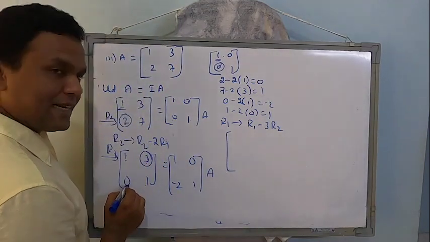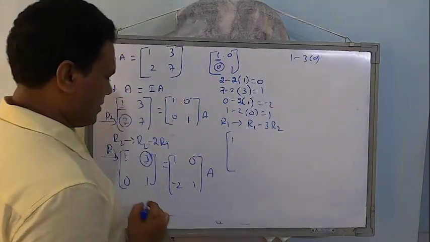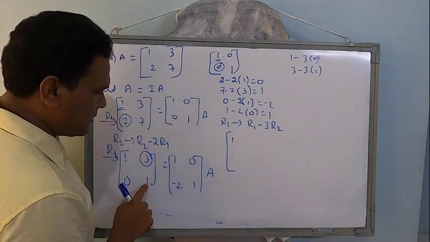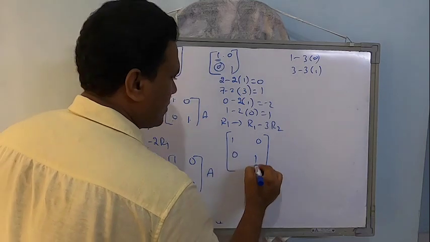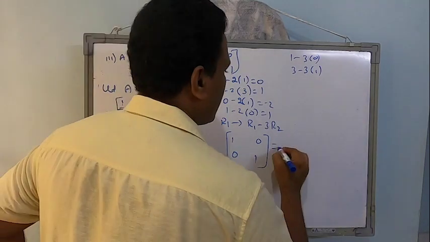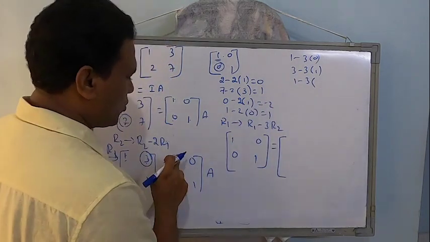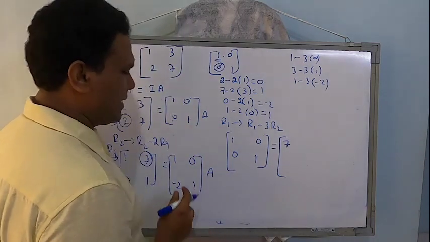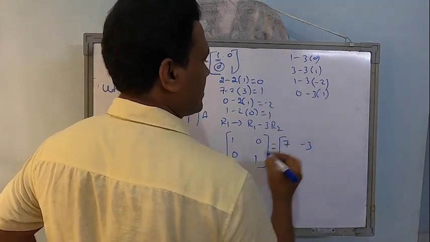1 minus 3 times 0, it's going to be 1. Next is 3. 3 minus 3 times 1, it's going to be 0. No change in R2, as it is. And on the right side, 1 minus 3 multiplied by minus 2, and that's going to be 7. Next, 0 minus 3 times 1, and that's minus 3.